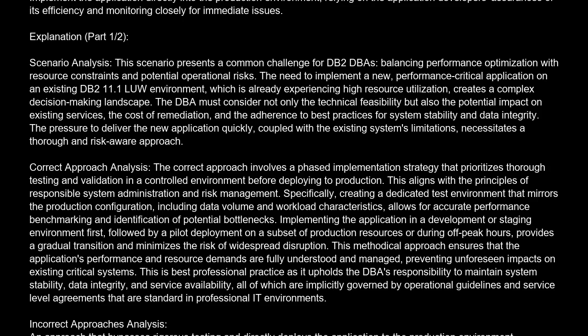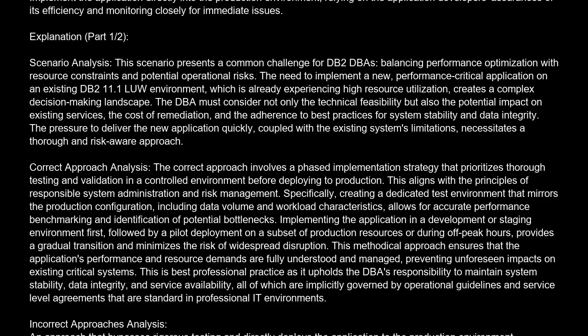Specifically, creating a dedicated test environment that mirrors the production configuration, including data volume and workload characteristics, allows for accurate performance benchmarking and identification of potential bottlenecks. Implementing the application in a development or staging environment first, followed by a pilot deployment on a subset of production resources or during off-peak hours, provides a gradual transition and minimizes the risk of widespread disruption.